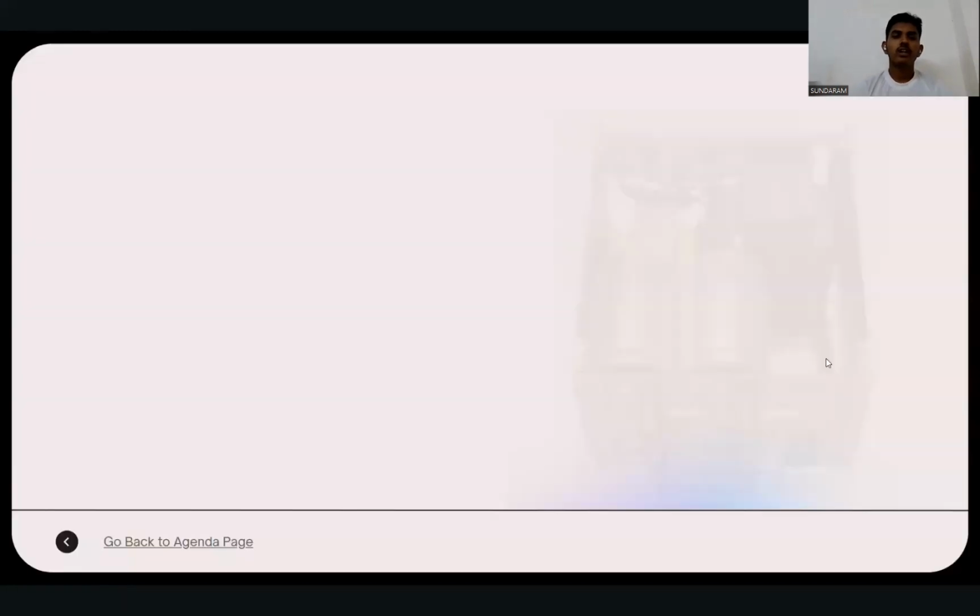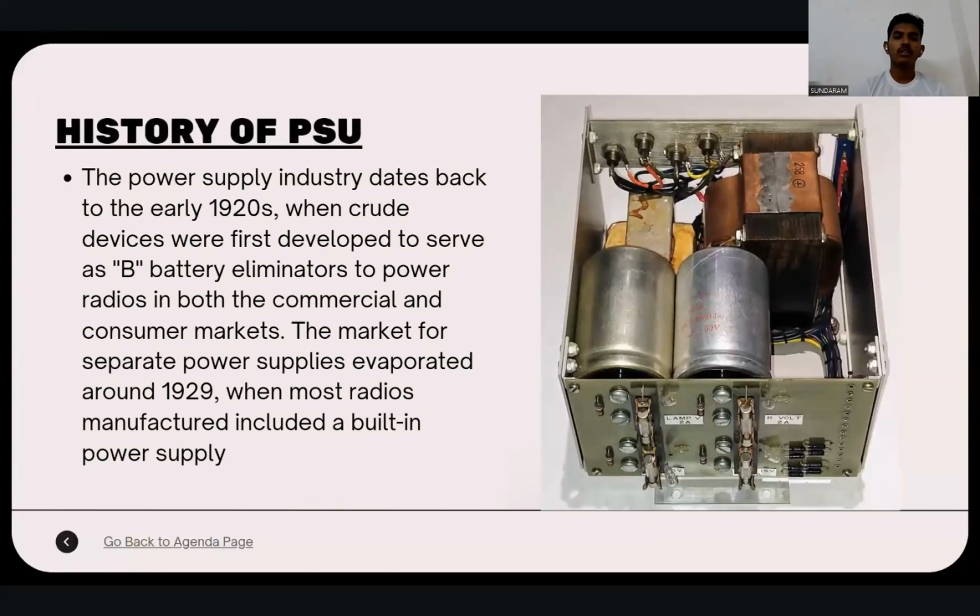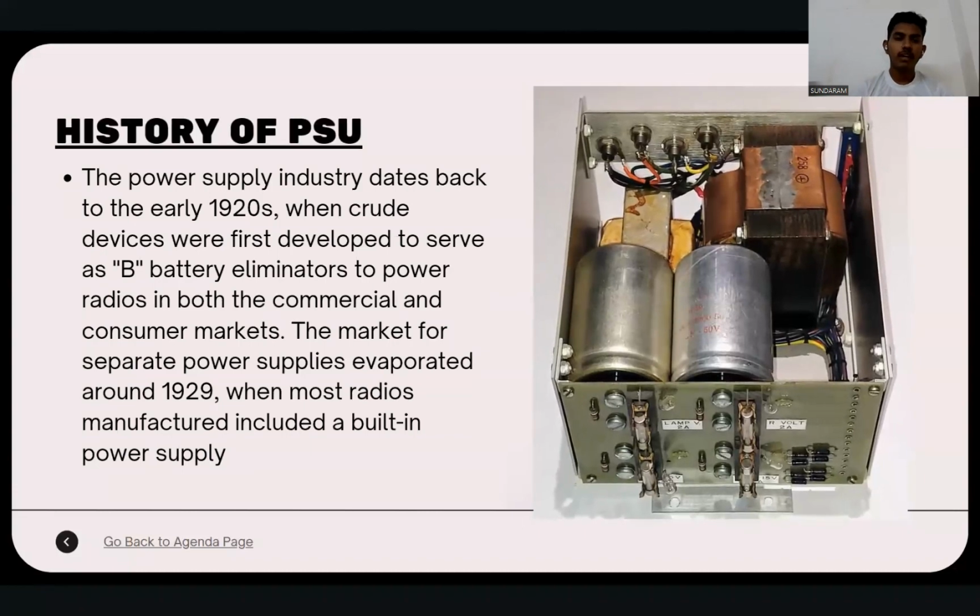And next, history of the power supply unit. The power supply unit industry dates back to the early 1920s when crude devices were first developed to serve as battery eliminators to power radios in both the commercial and consumer markets. The market for separate power supplies evaporated around 1929 when most radios manufactured included a built-in power supply.